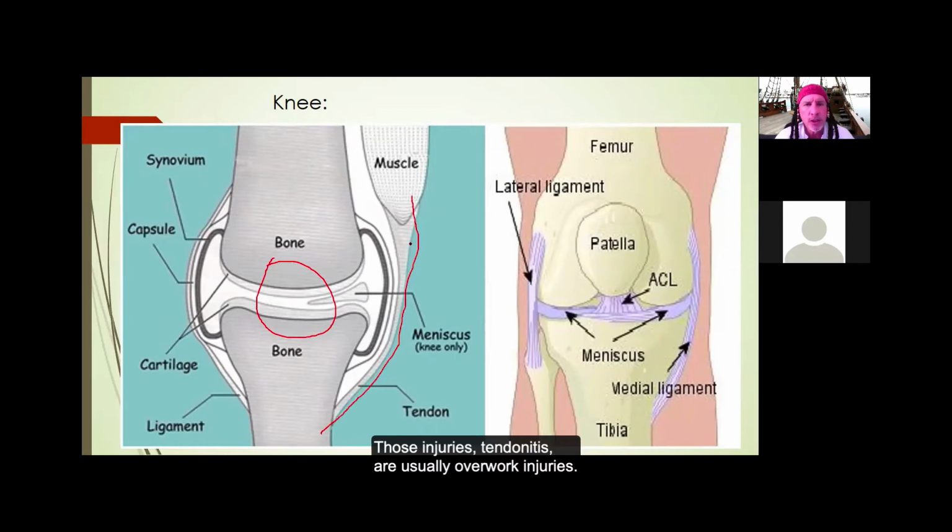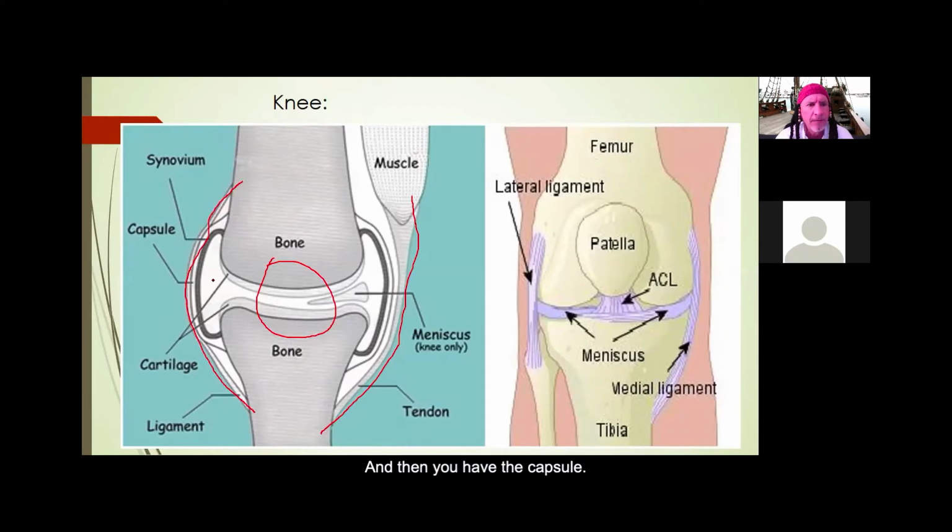Those injuries, tendonitis, are usually overwork injuries. Like I said, instead of doing 20 repetitions of a bicep curl, you end up doing 50 or 100. This whole tendon is going to get super inflamed and irritated. Ligament. A ligament is that band that goes between one bone and another. That attaches bone to bone.